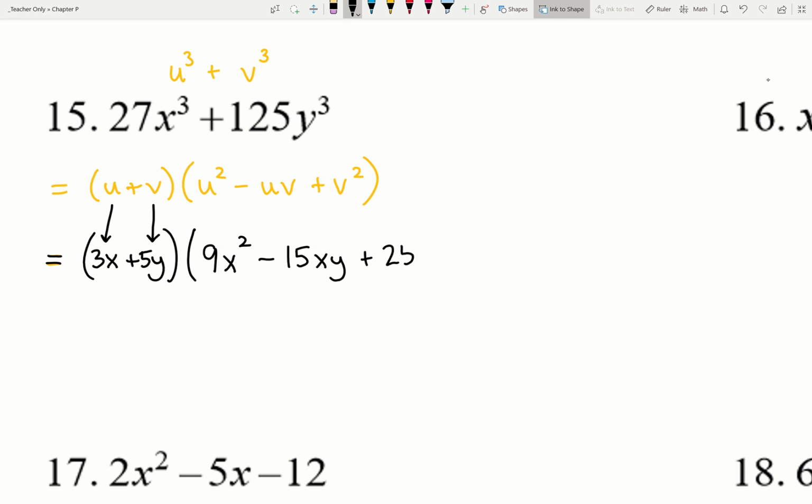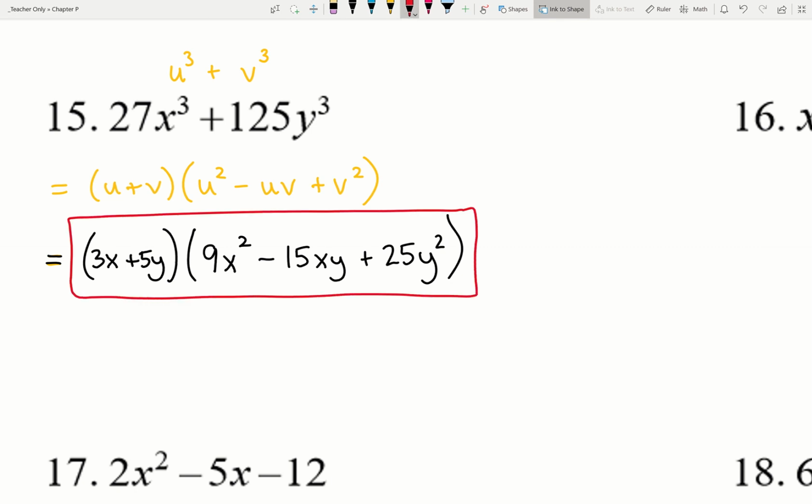5 squared is 25. y squared is, well, y squared. There we go, and there's your complete factorization. So you can start to see how some of these are going to get a little bit tricky, but again, it's all a matter of figuring out what's playing the role of u, what's playing the role of v.